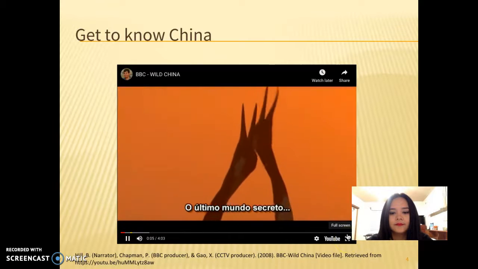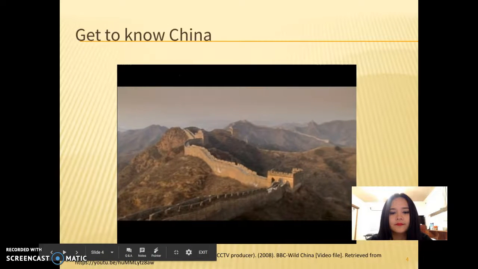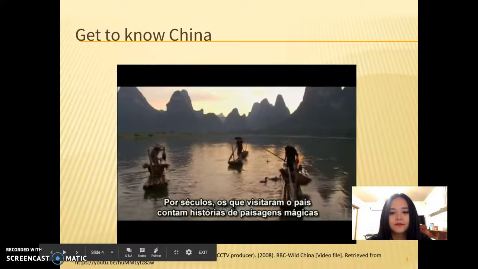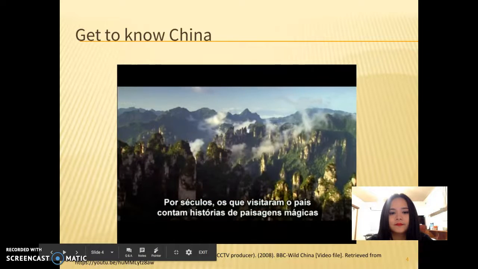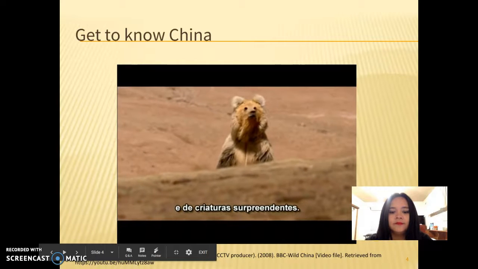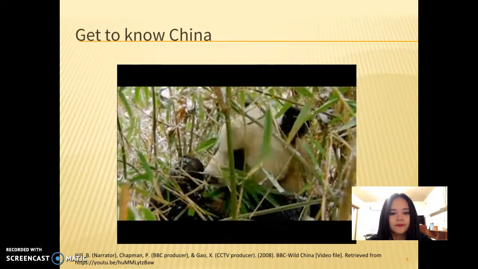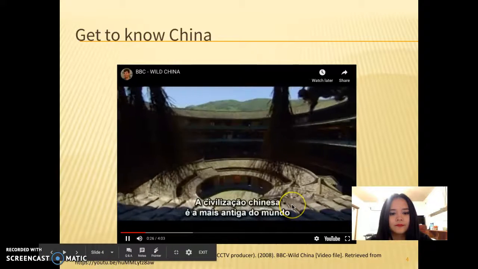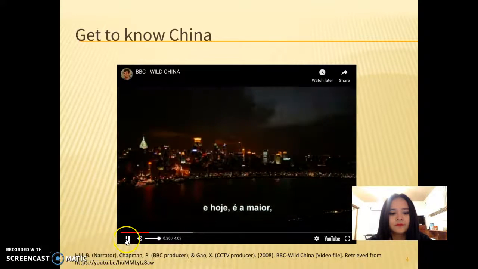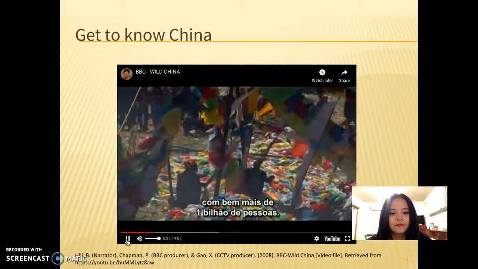The last hidden world, China. For centuries, travelers to China have told tales of magical landscapes and surprising creatures. Chinese civilization is the world's oldest, and today its largest, with well over 1 billion people.